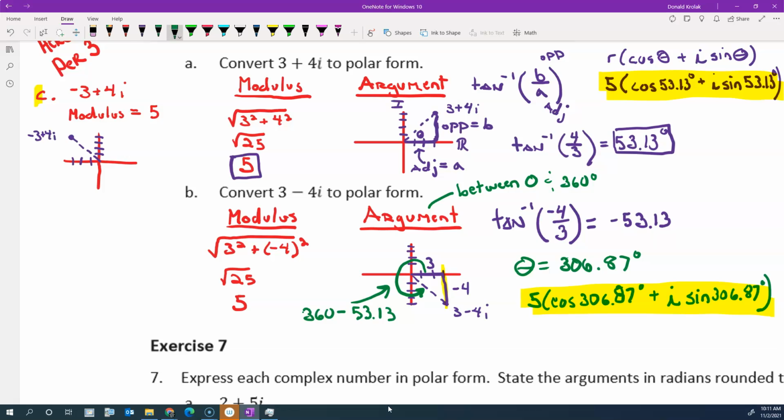Okay, and the angle we want is that. Negative 3 plus 4i should be 3 to the left and 4 up. Did I mess that up? Okay. So I just want to go over what you do to get your answer here. Okay. So this is the angle that we're looking for. That's the argument.